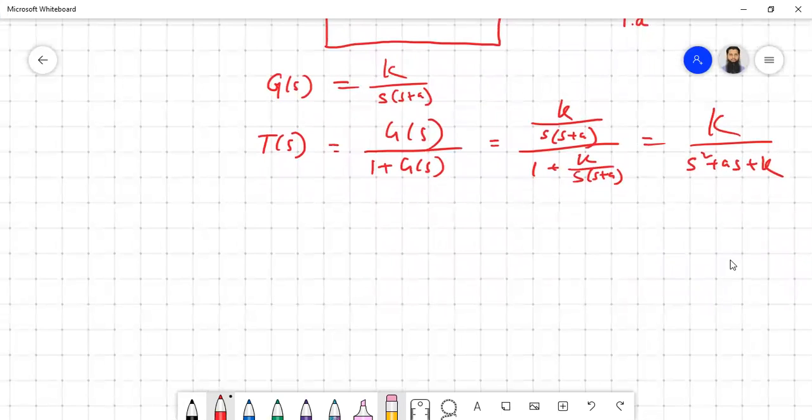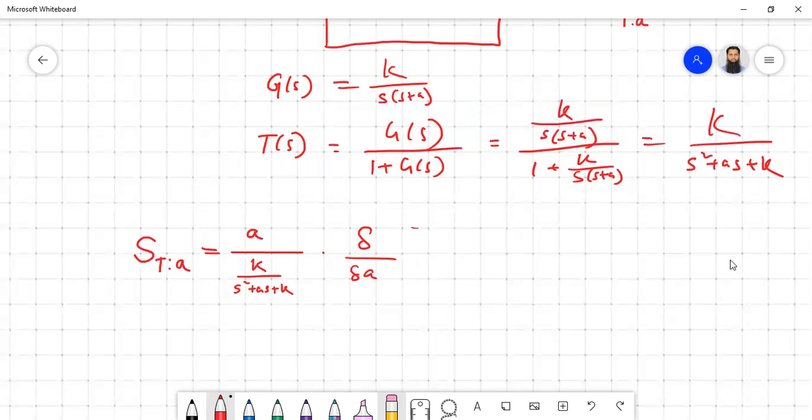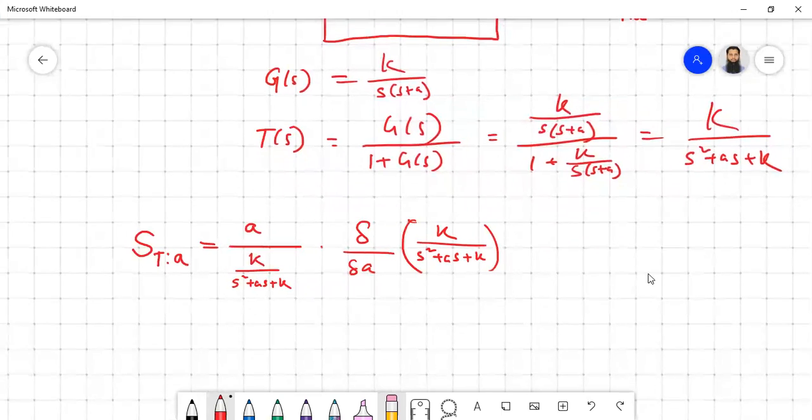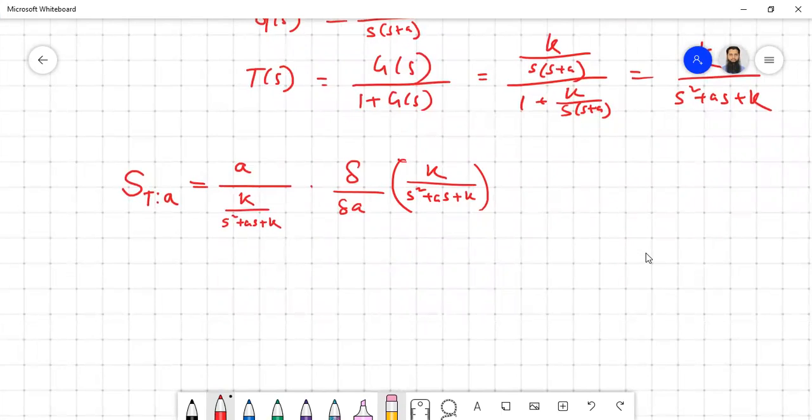Okay, so now what do you have to do? Now we know what our closed loop transfer function is. We have to find out the sensitivity of the closed loop transfer function with respect to the parameter A. The parameter by the function, and the function is K by S square plus A S plus K, then the derivative of the function with respect to the parameter. So this is the formula, we just applied the formula. Keep it as it is, or you can simplify a bit: A by K times S square plus A S plus K.